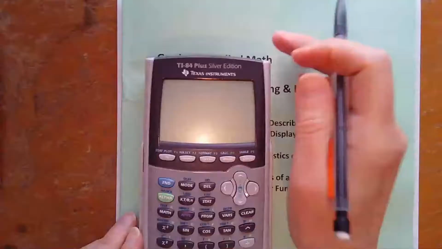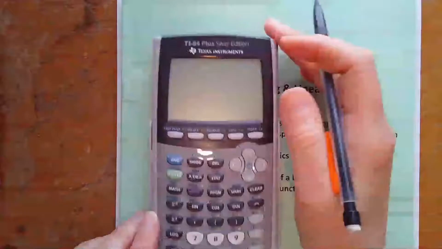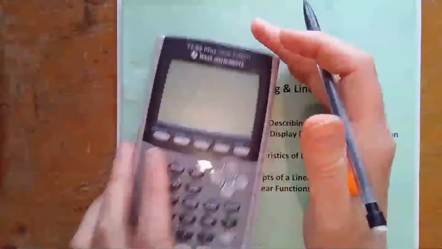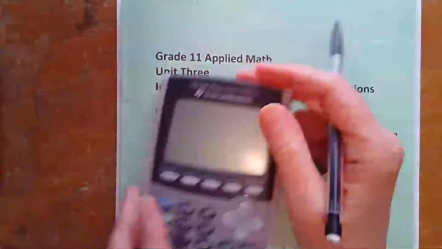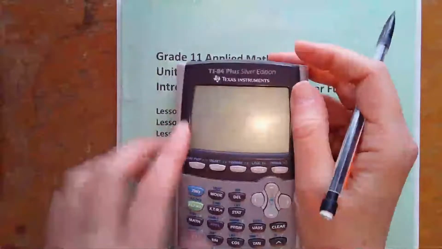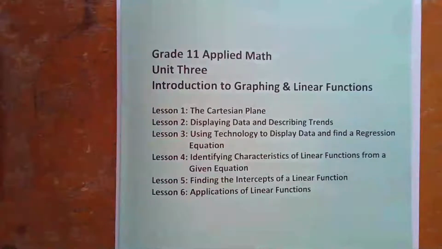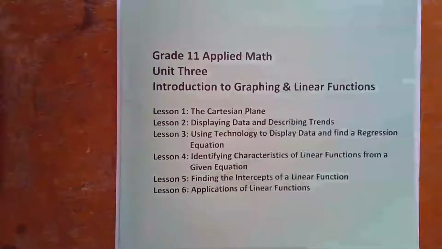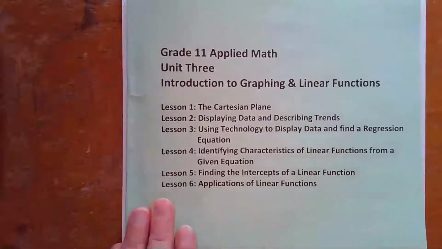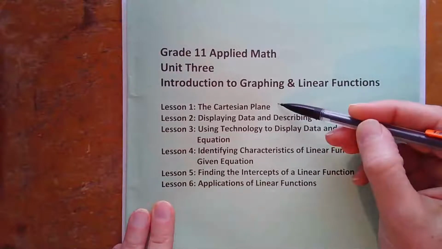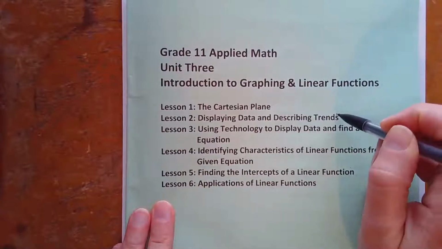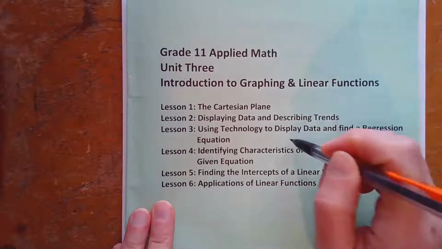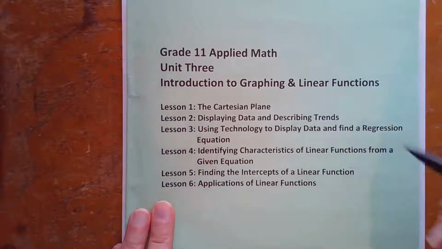So that's this guy, right? Or you can use the virtual one on your computer. Open two screens if you want to follow along, or maybe not, probably just open your calculator on the screen and you can just use your hard copy paper book. We have talked about the Cartesian plane. We've talked about displaying data and describing trends, and now we're going to use technology to do the same thing.